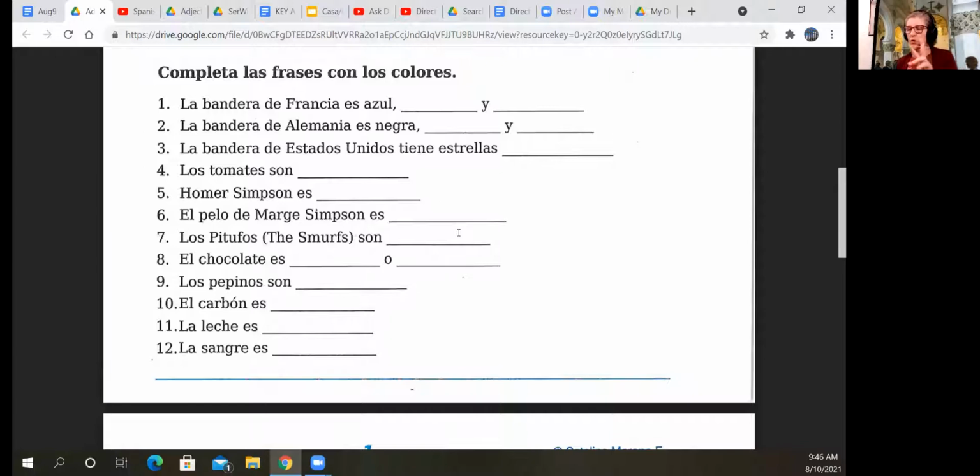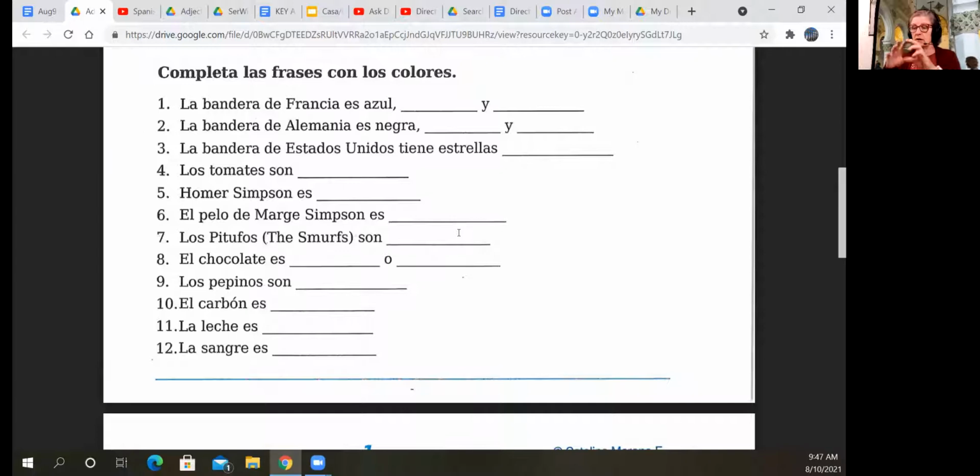And now we've got two things. We've got an either or situation. That o word, when o is by itself, it means or. El chocolate es marrón o blanco. El chocolate es marrón, brown o blanco. Bien, chocolate masculino. Vale.